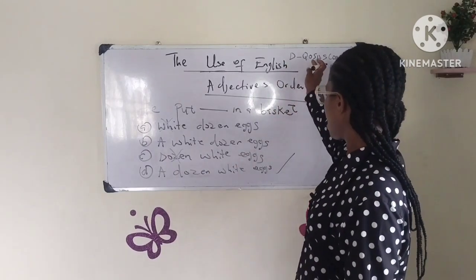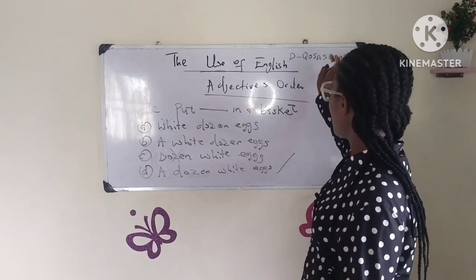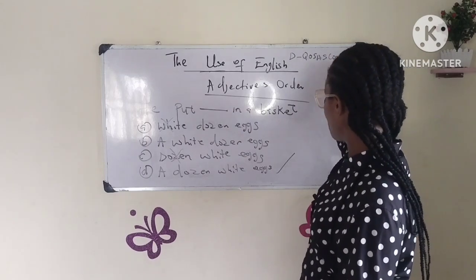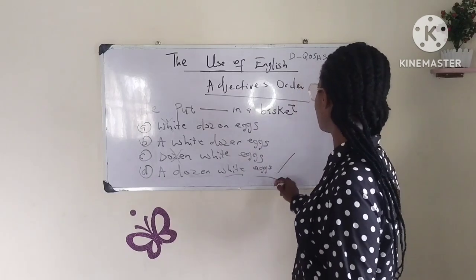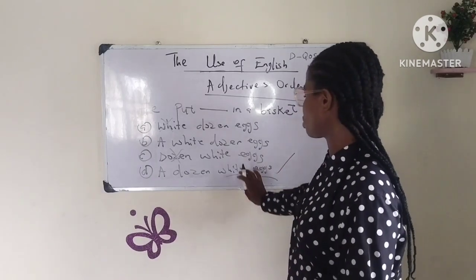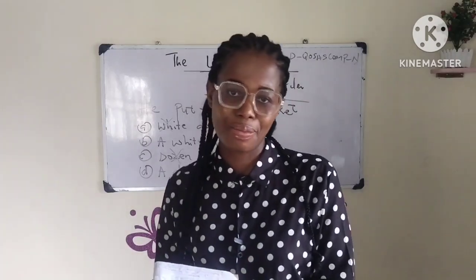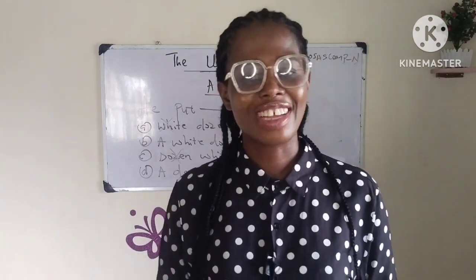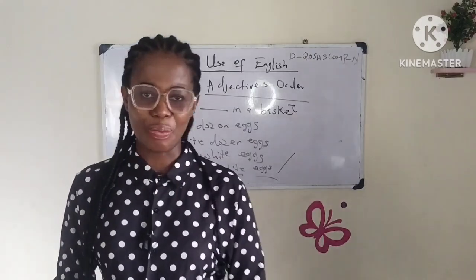Now let's see. After quantity, we have opinion, no, size, no, age, no, shape, no. What we have next is color. All of these other options are not included. So option D is the correct answer. So the mnemonic is the key to answering this kind of question. Now let's move to another topic.